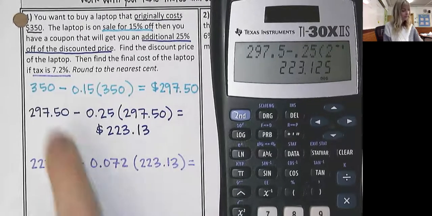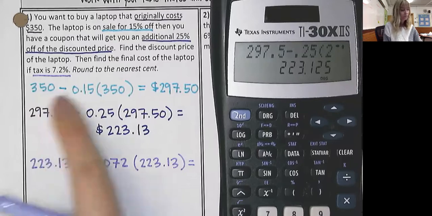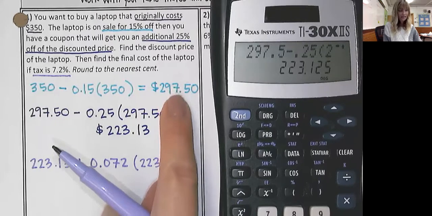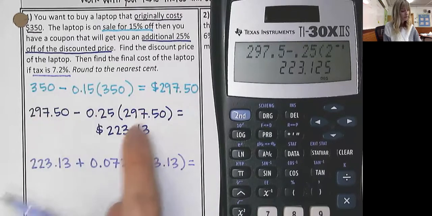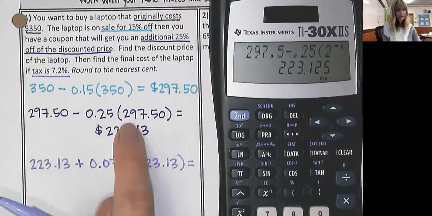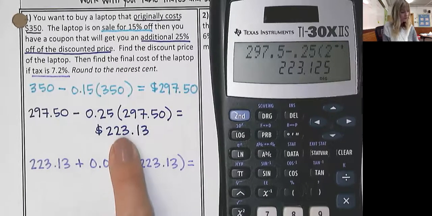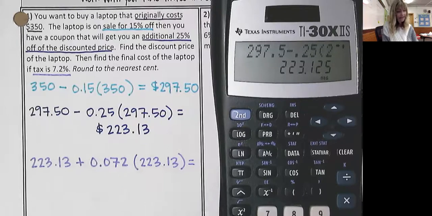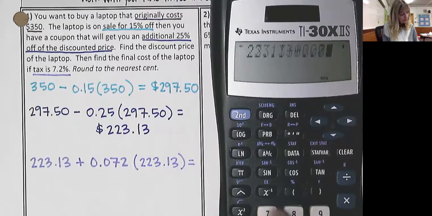Let's recap. Here's the original, 15% off that. Now I use this amount to calculate 25% off. So notice that became my new base. And now this $223.13 is now my new base once again. I'm ready to type this in. 223.13 plus 0.072 times, I can hit times or do the parentheses, 223.13.